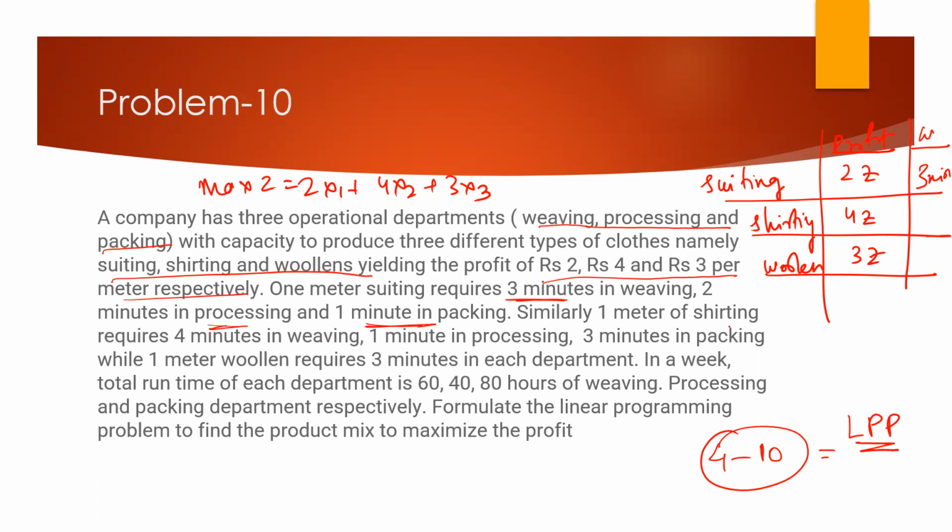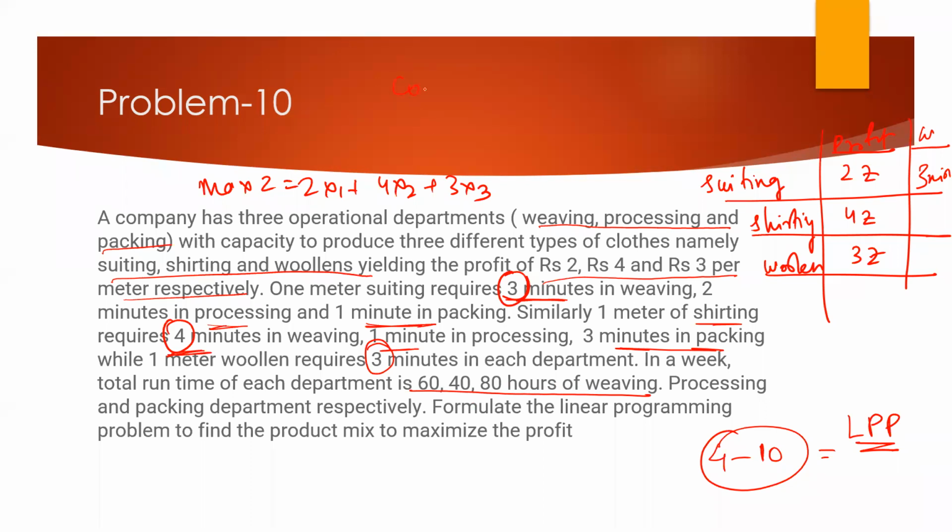Similarly, 1 meter of shirting requires 4 minutes in weaving, 1 minute in processing, and 3 minutes in packing. While 1 meter of woolen requires 3 minutes in each department. In a week, the total runtime for each department is 60 hours of weaving. Here they are given in hours, so you can convert them into minutes. So 60 into 60, that is 3600 minutes.